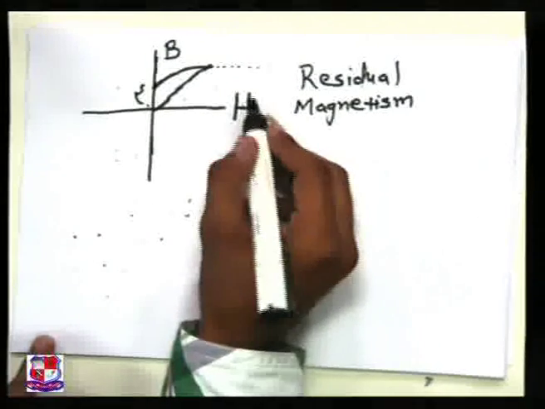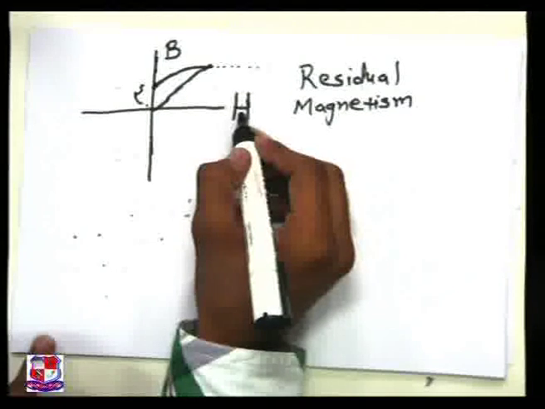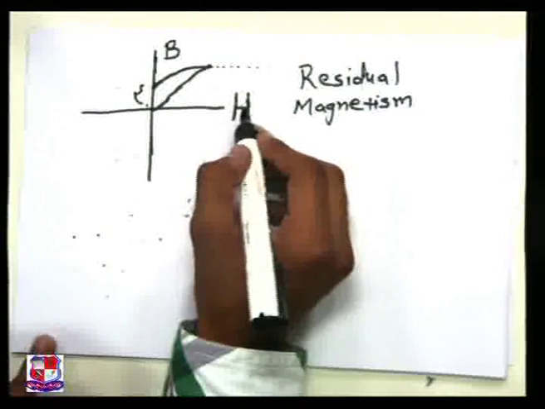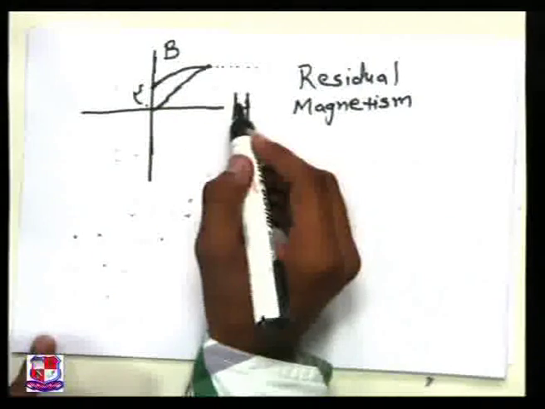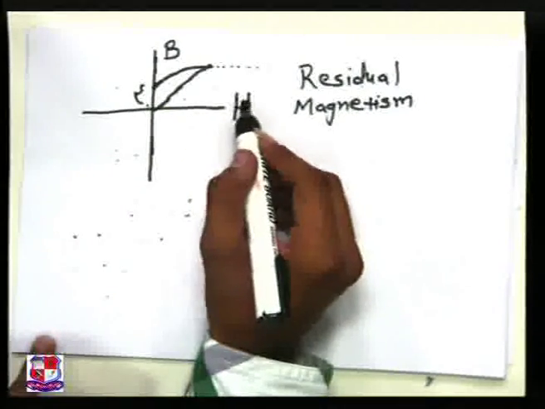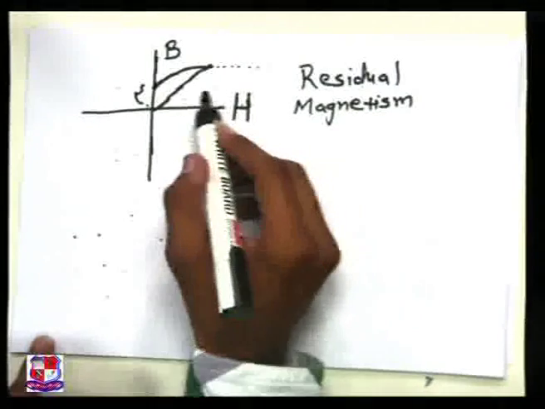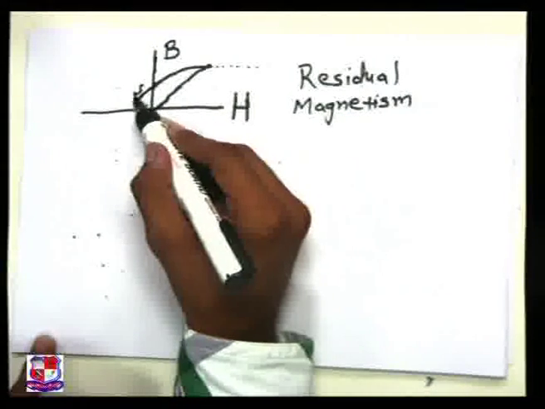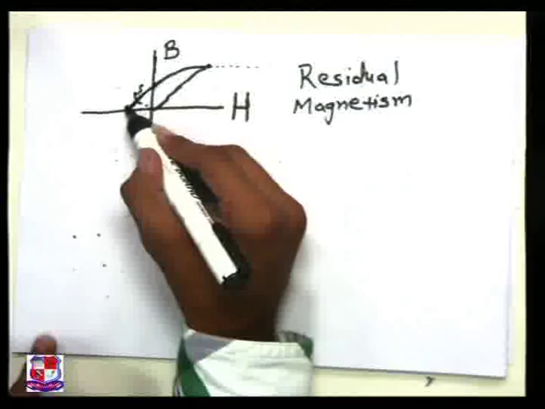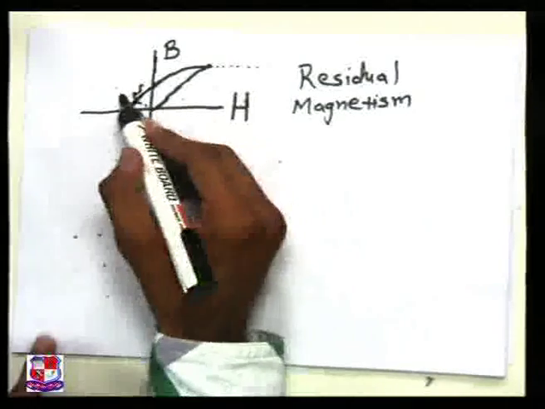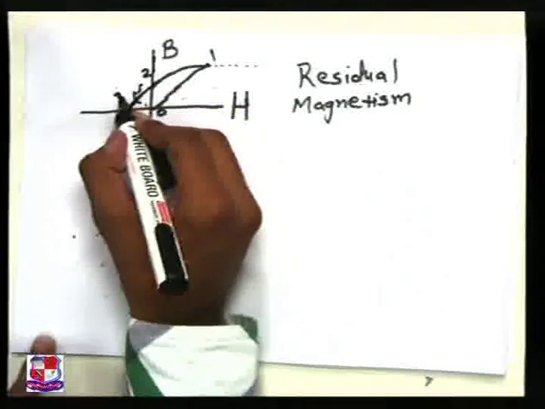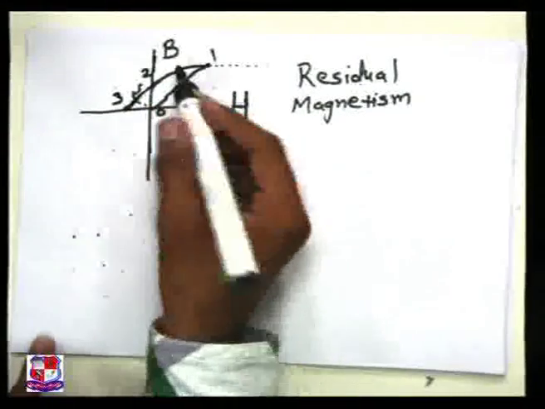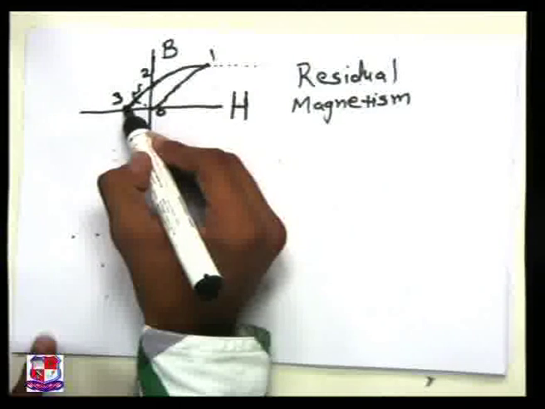So how can we increase the value of H in the opposite direction? We can easily change the battery connections so that the current direction will change, and accordingly the direction of H will change. So here in the negative direction we are increasing H. At this point 3, we can say we are getting the value of magnetic density as 0.